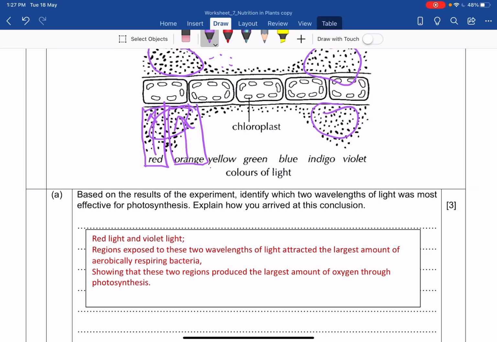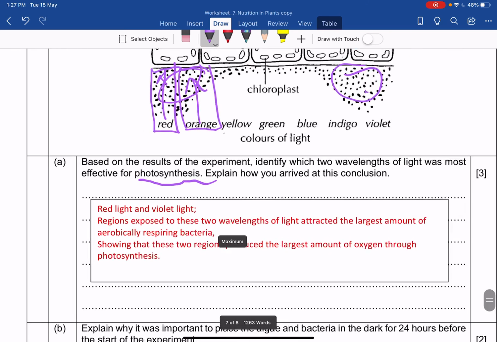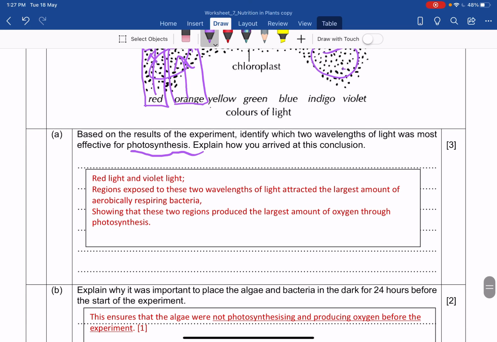Now you are supposed to understand and explain what is happening here. For the first question, based on your results, identify two wavelengths of light that are most effective. You can see wherever there is more bacteria, that wavelength is used more for photosynthesis. How do you conclude? It's because the two regions produce the largest amount of oxygen.